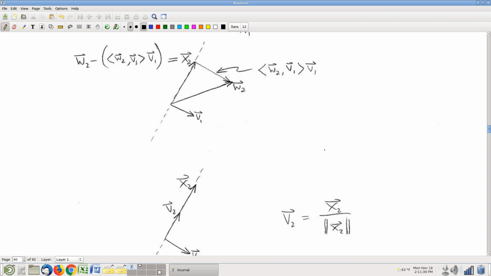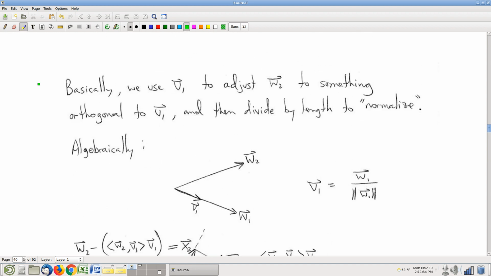Y'all don't have to worry about that. The rest of the details of the proof that the orthonormalization process results in a basis is not something we're going to test y'all on. Okay, so that's the process. Now you will notice that I started here with a basis consisting of 2 vectors. So we now know how to Gram-Schmidt orthonormalize a 2-dimensional basis.